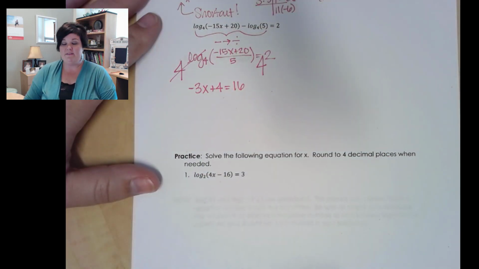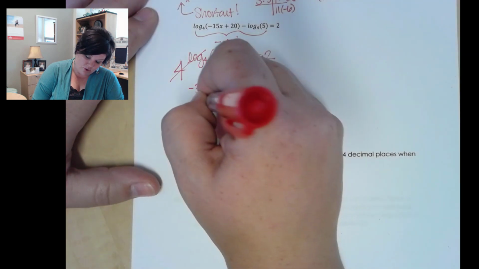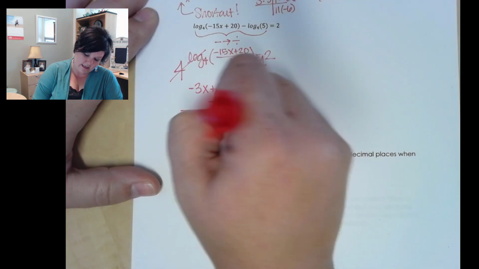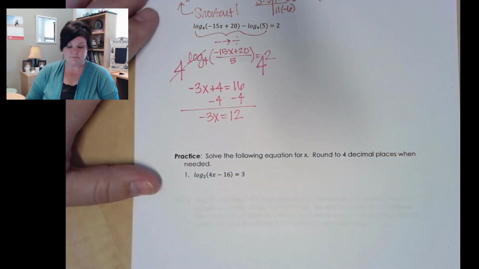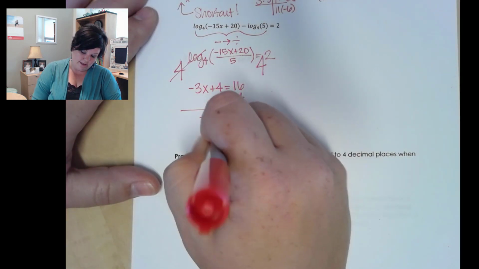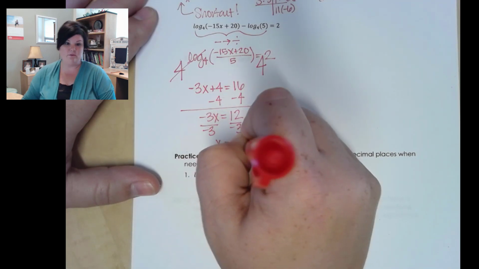Okay. And then I just solve for x. So I subtract 4 from both sides, which gives me negative 3x equals 12. And then I divide off my negative 3. So I get x equals negative 4.